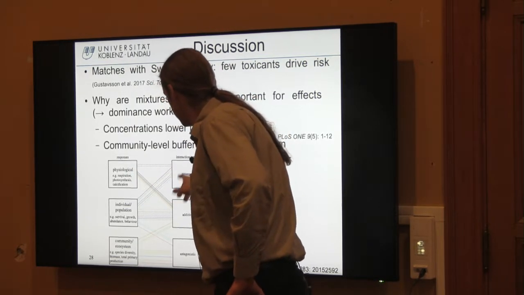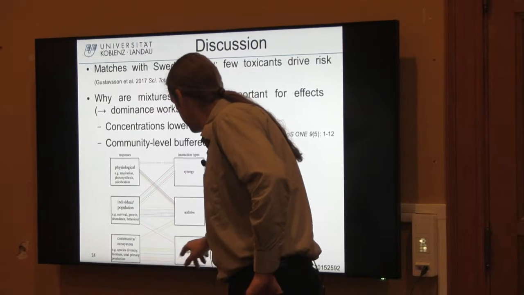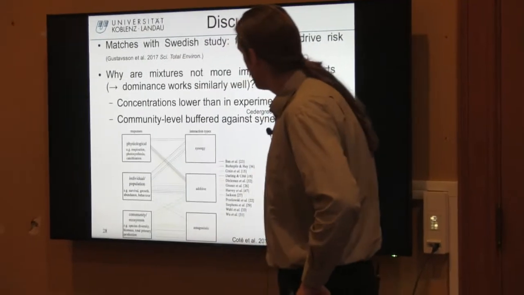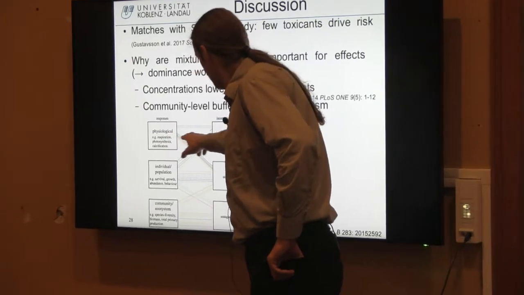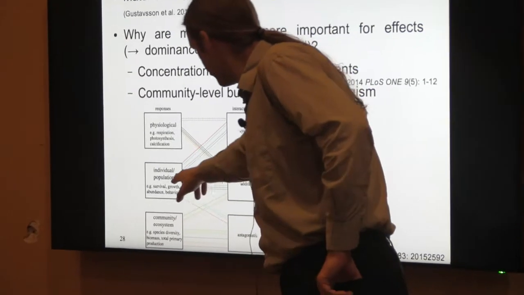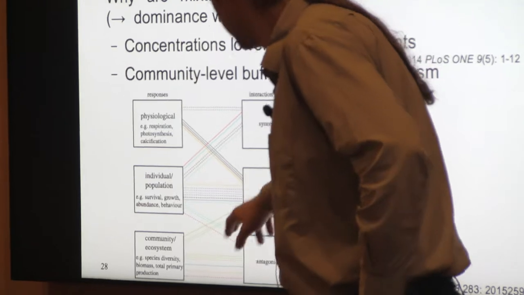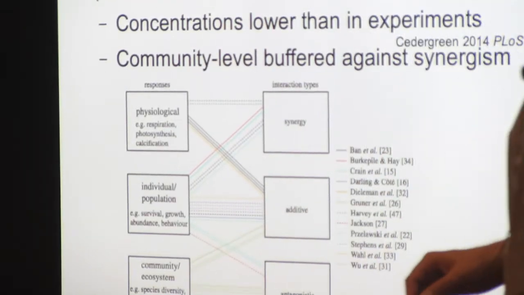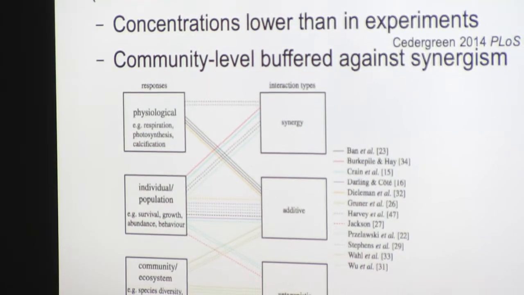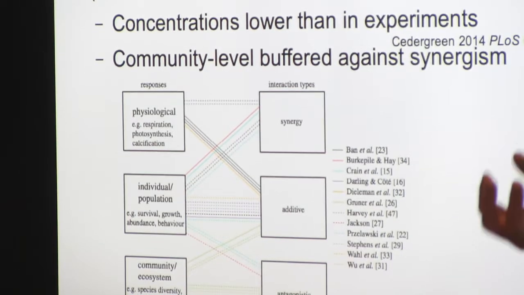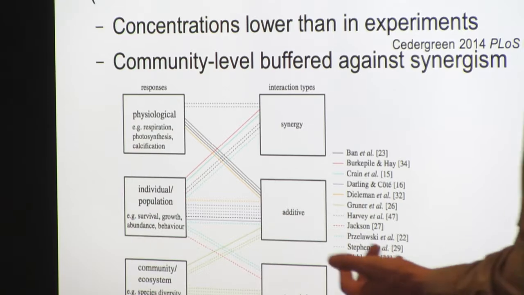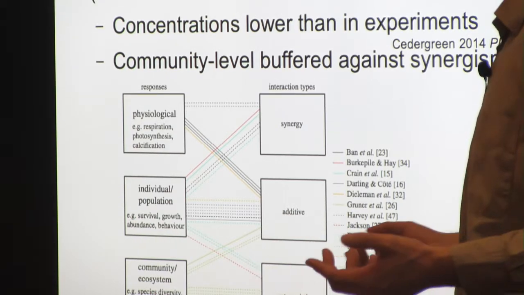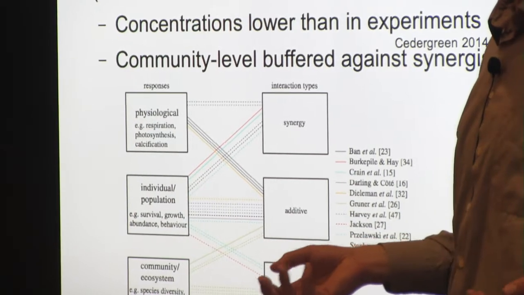You see these lines here that connect to synergy, additivity, and antagonism, and you see then from the physiological box, you have lines to synergy from individual and population level as well. From the community and ecosystem level, you don't see any lines. So that basically tells us that if we look at the community or ecosystem level, we cannot expect to see a lot of synergy there.